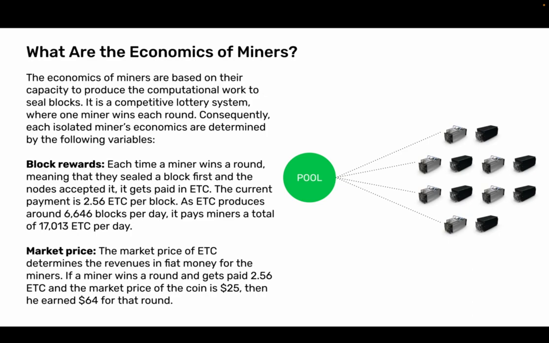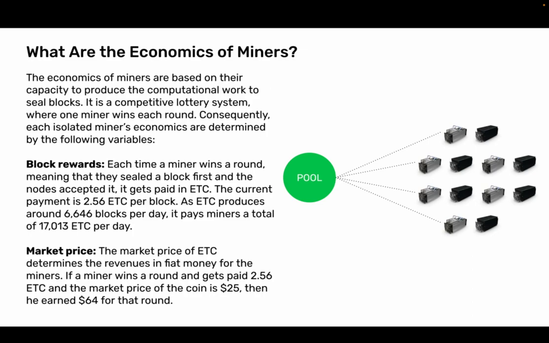Block rewards. Each time a miner wins a round, meaning that they seal the block first and the nodes accepted it, it gets paid in ETC. The current payment is 2.56 ETC per block. As ETC produces around 6,646 blocks per day, it pays miners a total of 17,013 ETC per day.